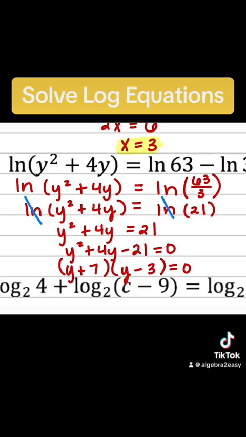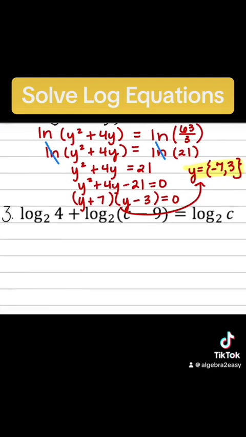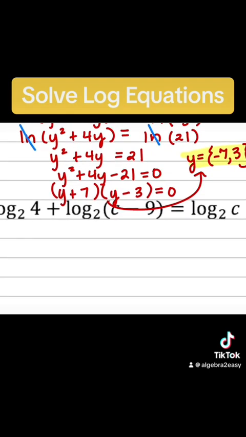Last but not least, you set both of your factors equal to 0 and you solve them. So in this case, y is going to be equal to negative 7 and also positive 3. Don't forget to set them equal to 0 and solve. Next, we're going to move on to the last equation.